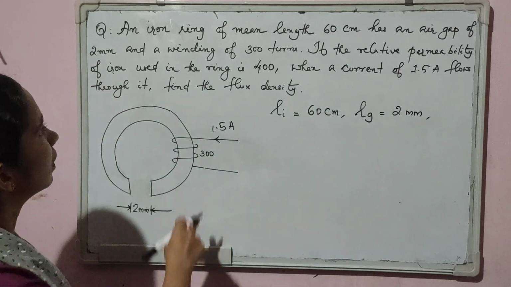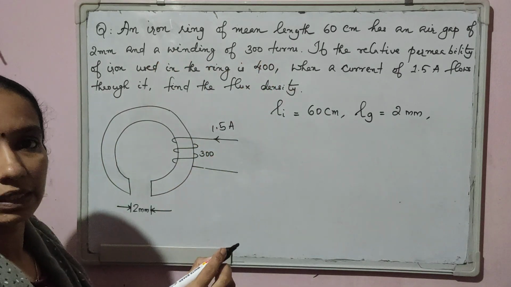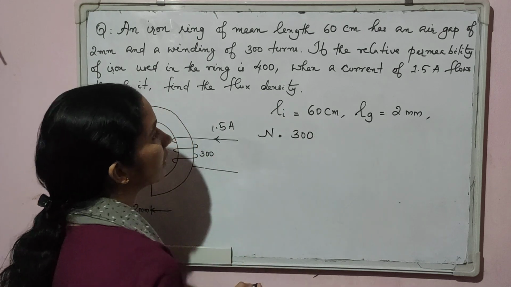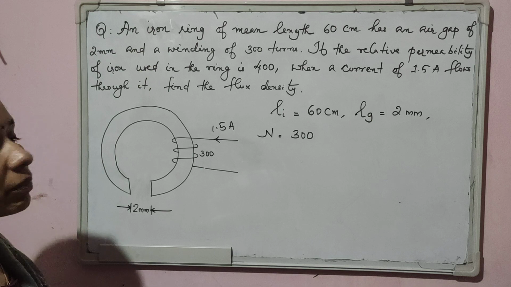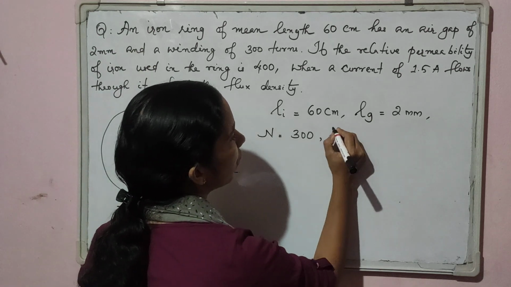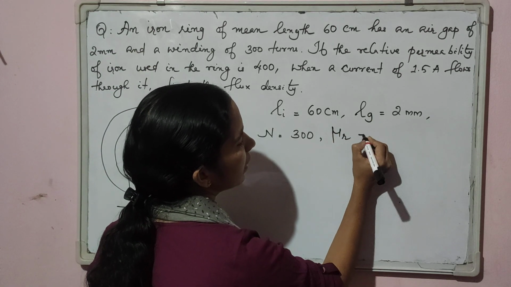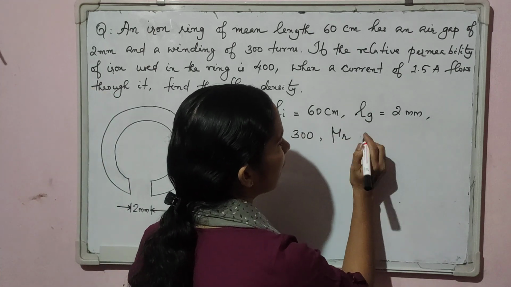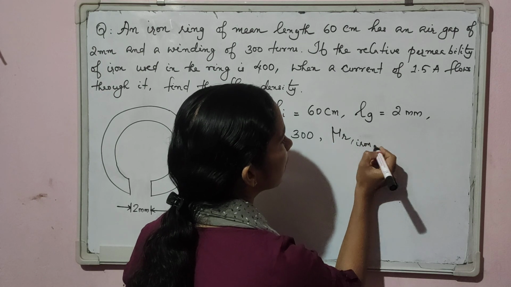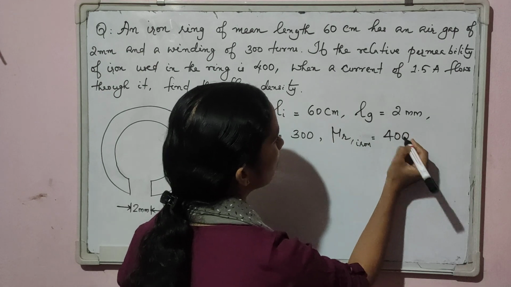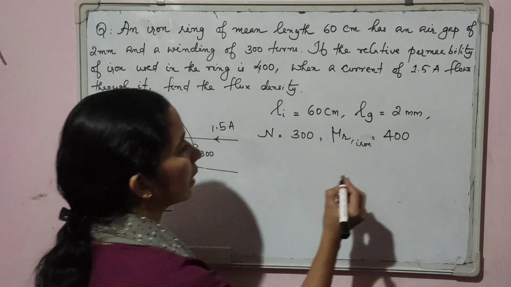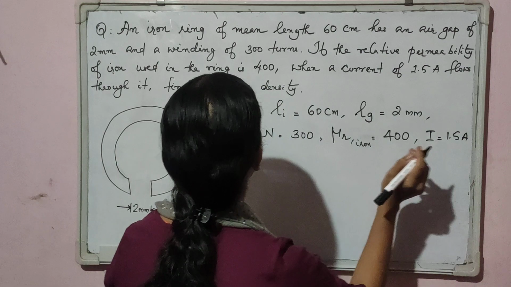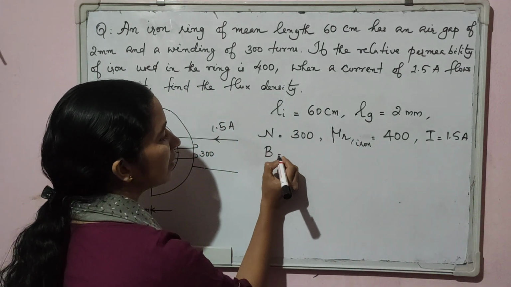Then the winding has 300 turns, so the number of turns N is equal to 300. Then the relative permeability of iron, that is mu R for iron, is equal to 400. The current is given as 1.5 amperes. So we have been asked to calculate the flux density B.